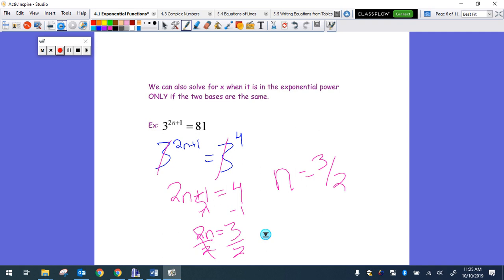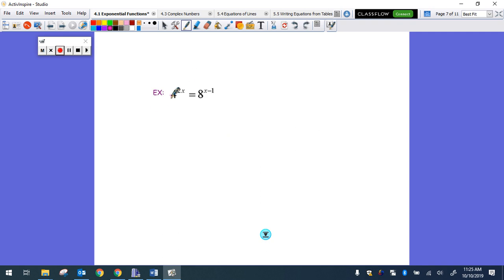Let's do another one. I want to get the same base. I cannot do 4. 4 to nothing will give me 8. But I can make them both 2's, right? Because 4 is really 2 to the 2nd. And 8 is really 2 to the 3rd. And then we're going to bring down the exponents that were already there. So this 4 had a 2x, and this 8 had an x minus 1.